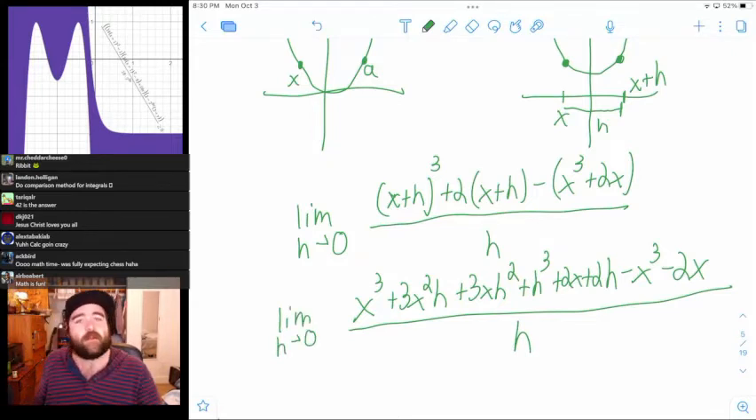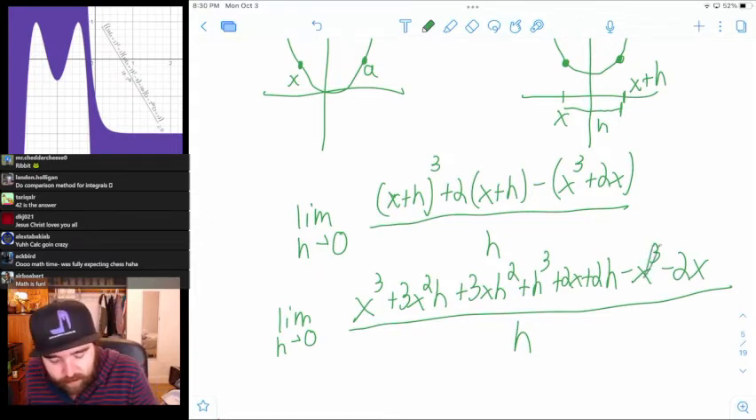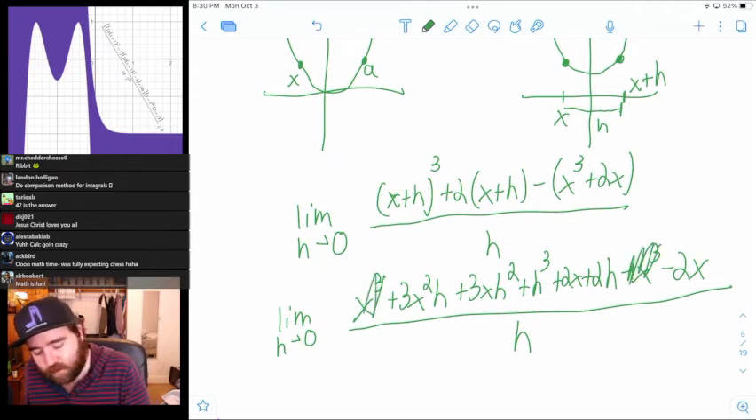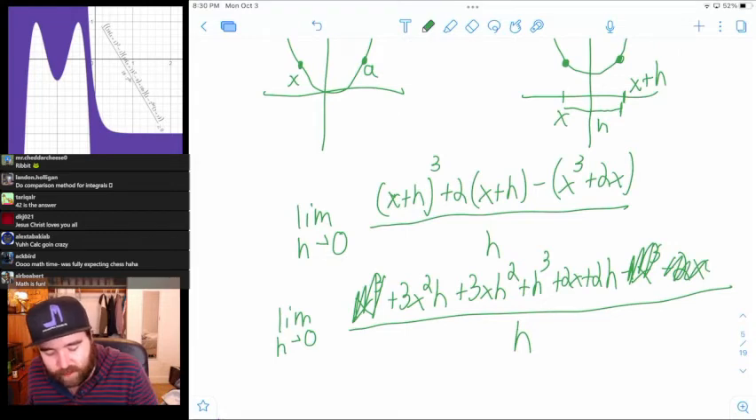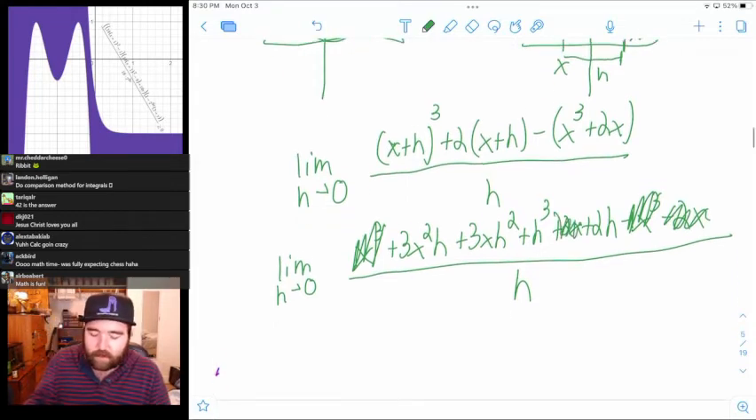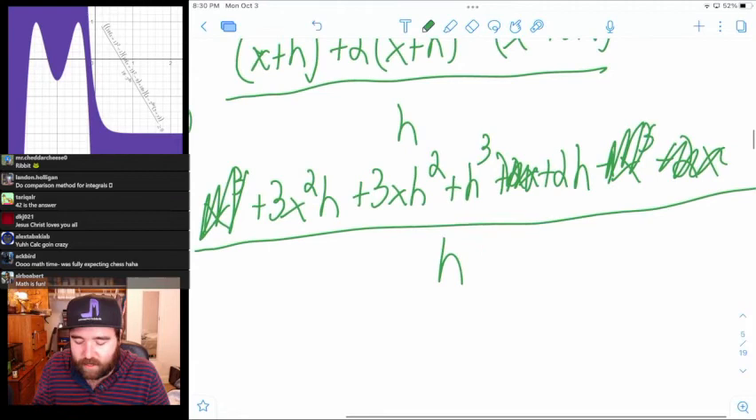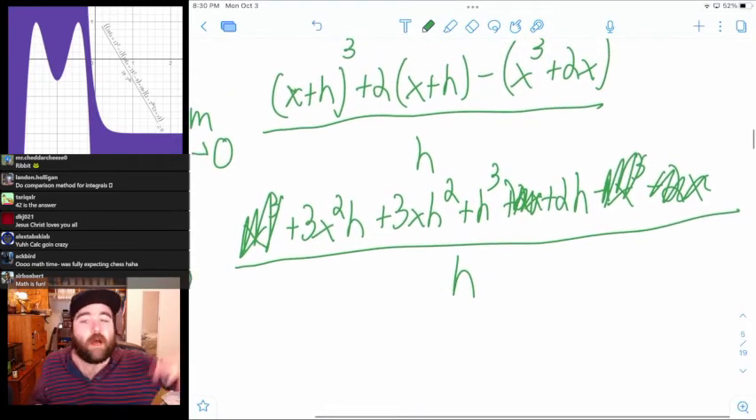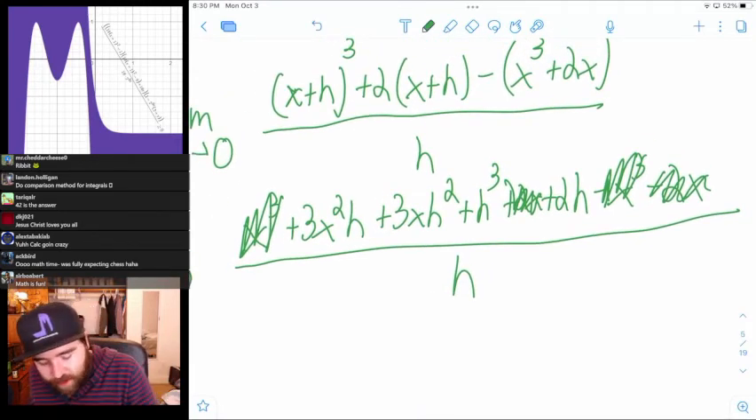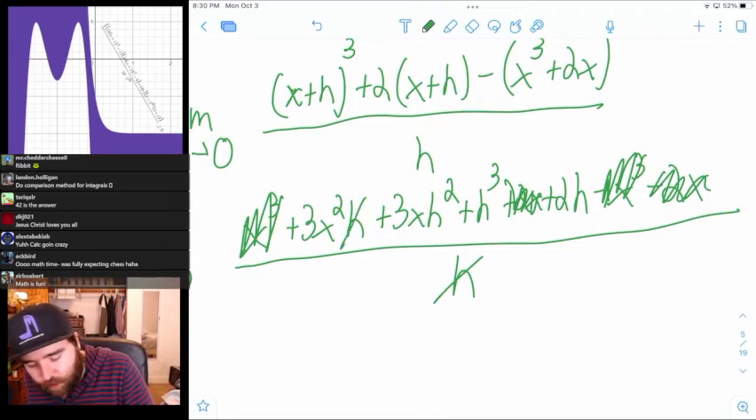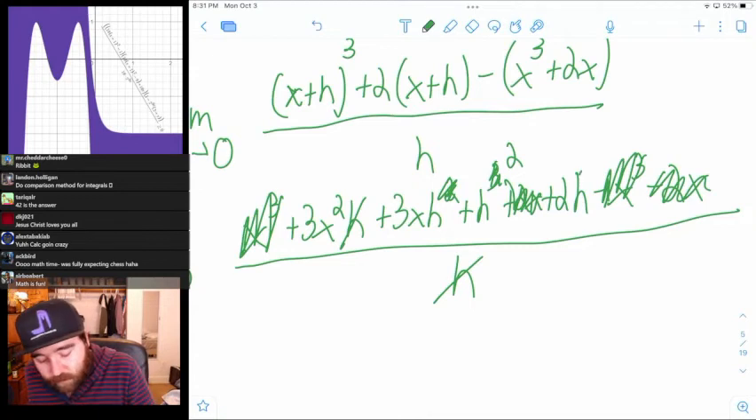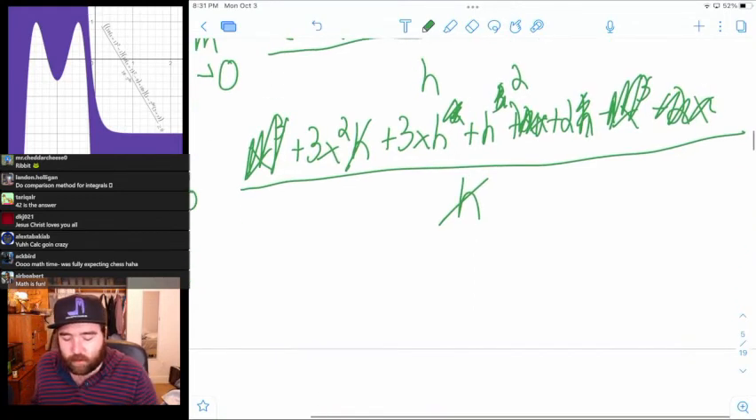The idea with these limits is everything without an h in it is going to cancel. So we can specifically look for that, like this negative x cubed with this positive x cubed, and this negative 2x with this positive 2x. Now look how everything has an h in it. Since we're dividing by h, that h will cancel out. We couldn't plug in h equals 0 before because we were dividing by h, but now that we cancel out all these h's, it's no problem.